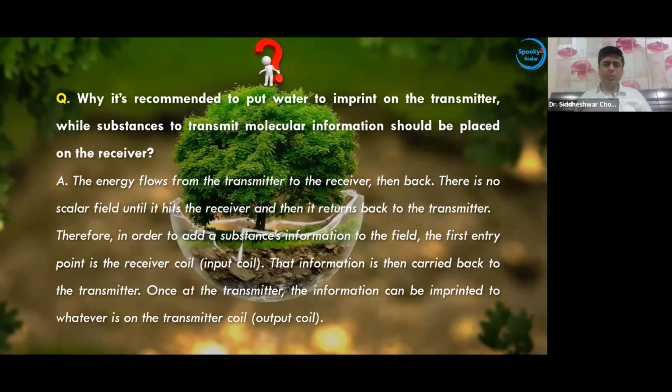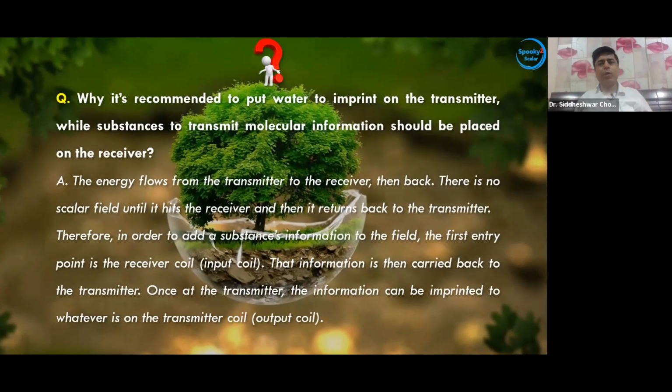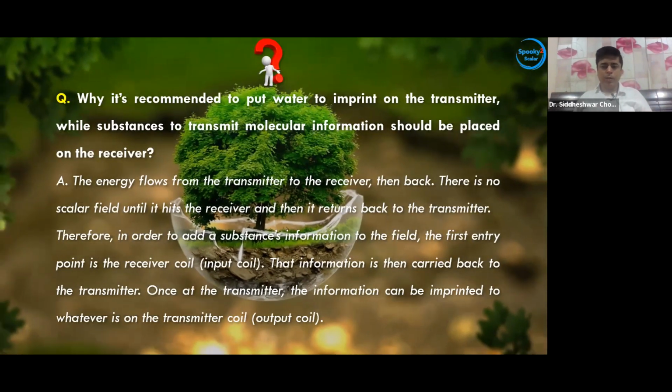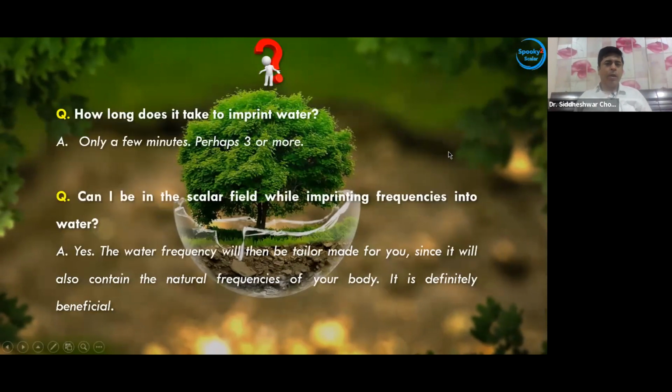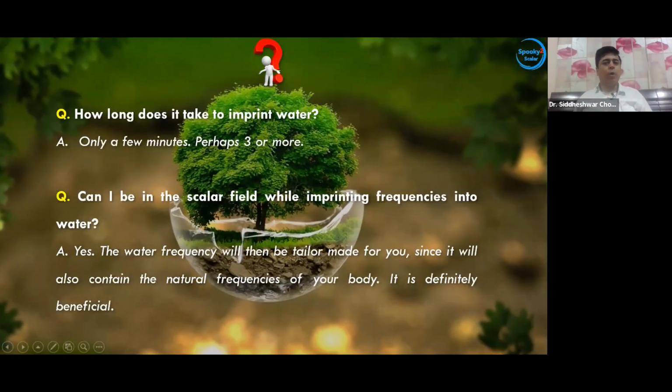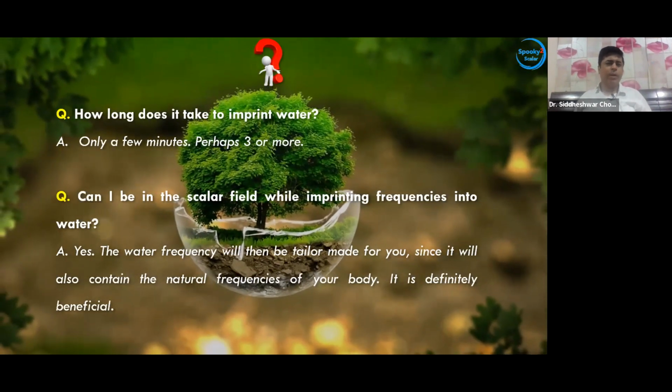So the first question is actually about why the transmitter coil is called the output coil and the receiver coil is called the input coil. So I will not get into that. This we have already discussed. How long does it take to imprint water? Using scalar field, it takes a few minutes, 3 or more minutes. That's all.